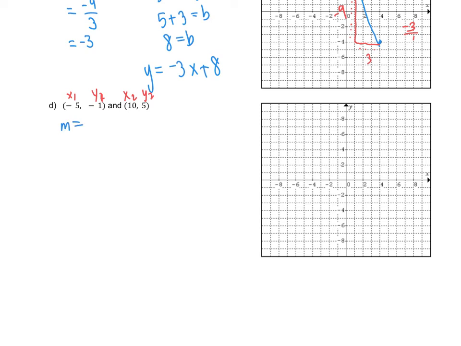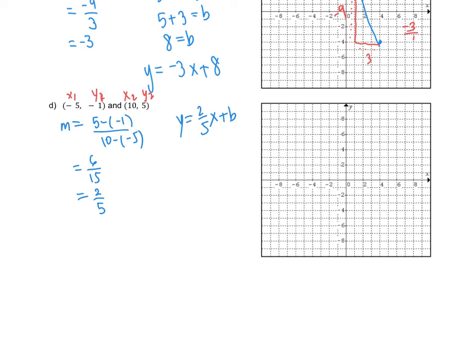Okay, so our slope: 5 minus -1 over 10 minus -5. You should have 6/15. We are going to be stuck with a fraction, but reduce it. Both of these are divisible by 3, to get 2/5. So y equals 2/5x plus b.